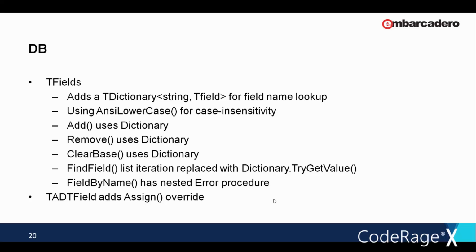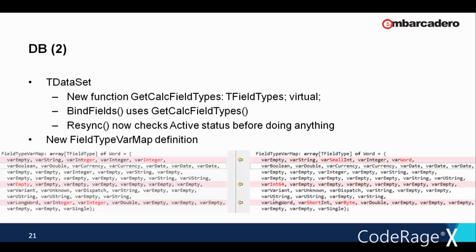And field by name is one of those performance improvements I was talking about earlier. It has a nested error procedure so that for every time you call field by name, it should run somewhat faster than it did before. TADT field adds an assign override for special handling on an ADT field. And then tDataSet is what surfaced the new getCalc field types function. Bind fields now uses that function, and resync will check active status before it actually does anything to attempt a resync for the data. So that's a performance improvement as well.